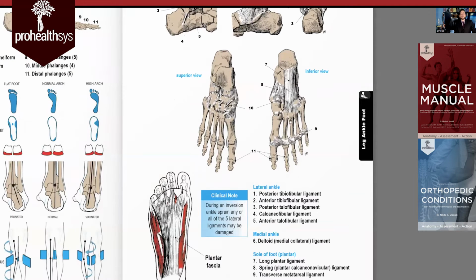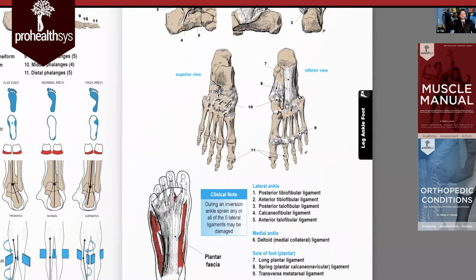Of course, on the bottom of the foot, we can see the long plantar ligament running down at the very bottom, nowhere near the plantar fascia because there would have been muscles and then there would have been the plantar fascia very superficial or near the bottom of the foot there.